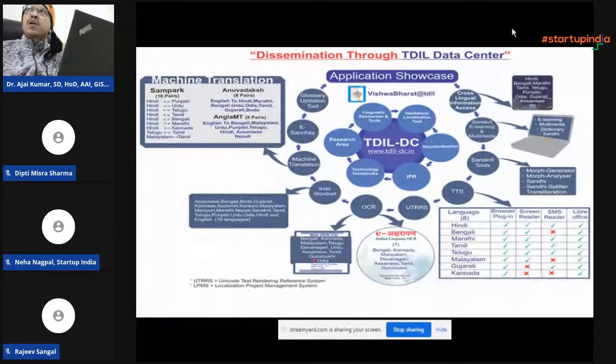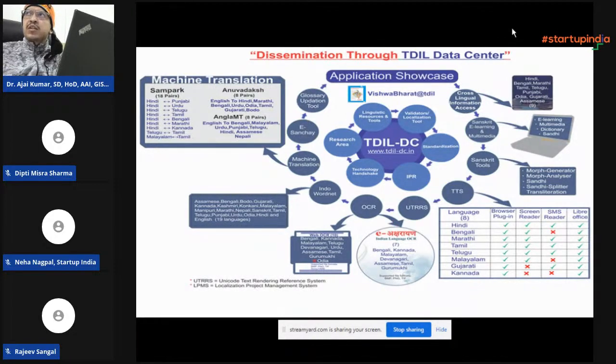Thank you, sir. As you can see on the screen, TDIL-DC is short for the TDIL data center. It is a virtual data center, and all the outcomes of the various research organizations have been hosted here. Of course, for some languages you will find more resources, and some languages are under-resourced. It basically depends on when a particular language was included in the schedule, as well as other factors like complexity. There is image processing involved in terms of OCR. There is machine translation involved.